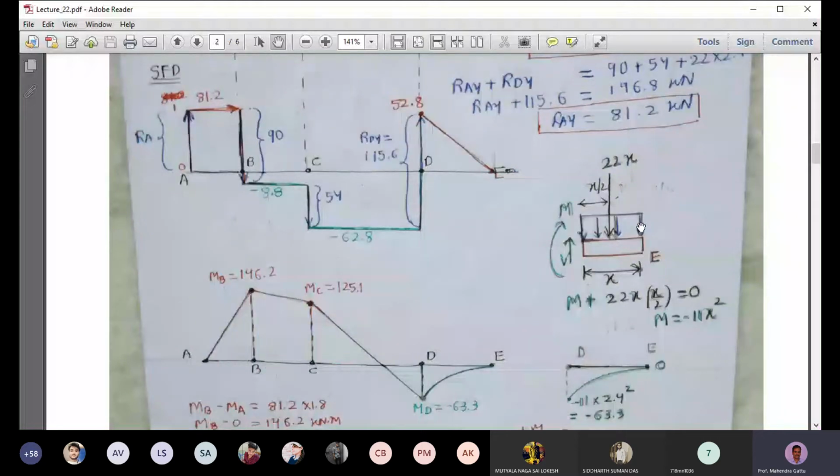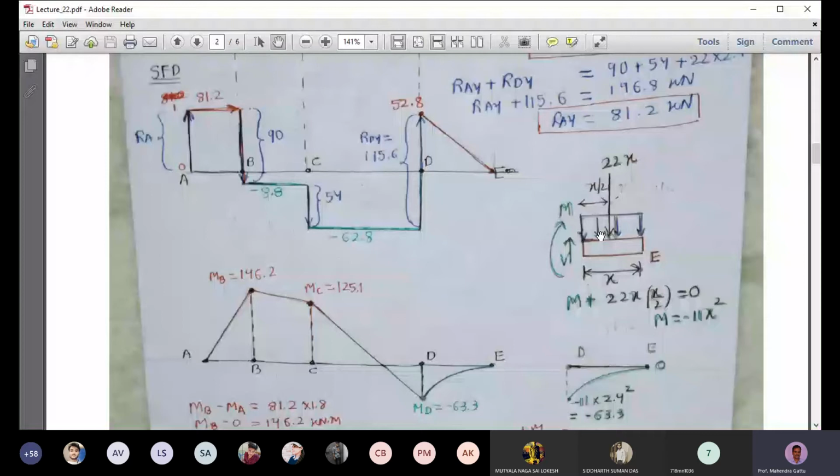We have the distributed load equal to 22 kilonewton per meter. The length of the section is x. So the net resultant force will be 22 times x, and it will be acting at x by 2 from the left edge, or it is acting at the center of this segment. So it's x by 2 from the left edge.